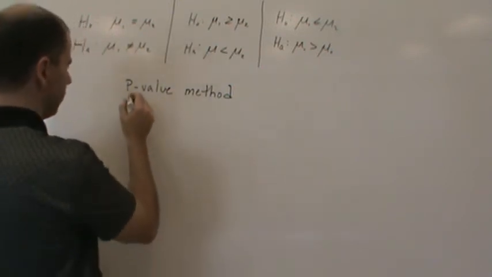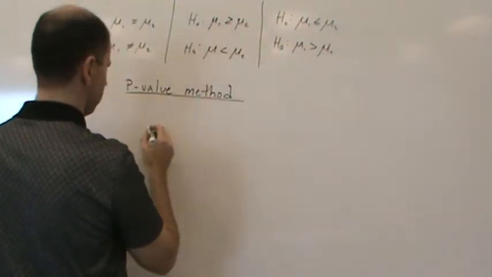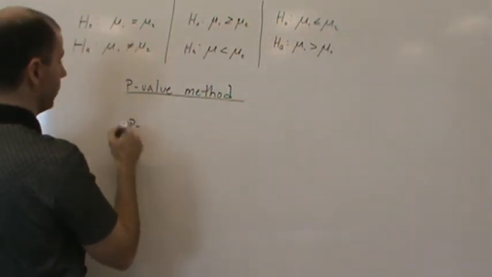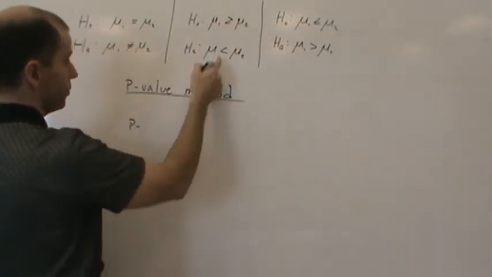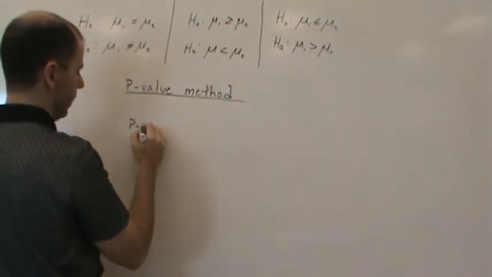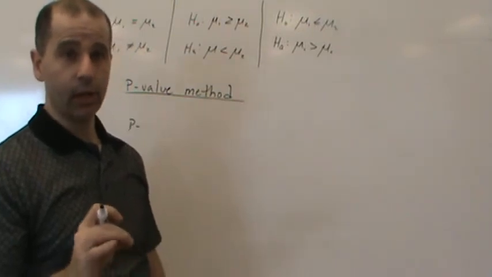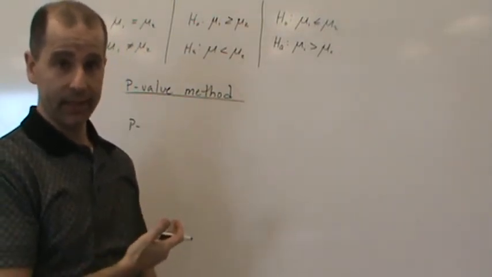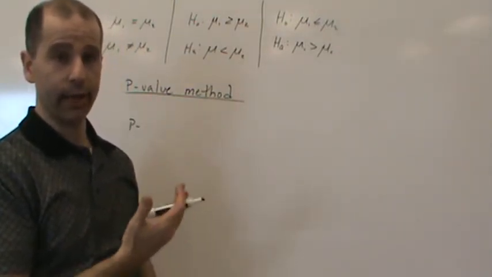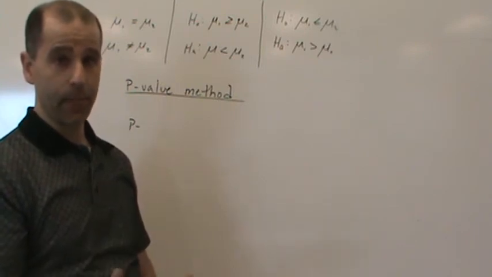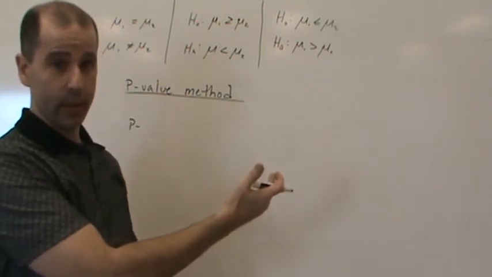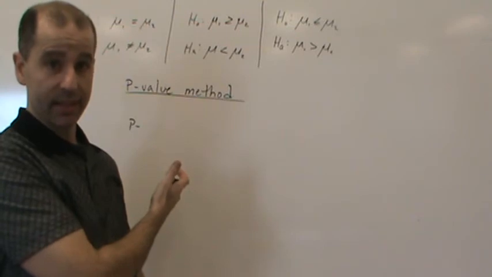The p-value method, so we're going to calculate the p-value. Let's use this one here, a left-tailed test. Again, just be careful. The same rules and cautions apply when you're dealing with p-values. Make sure that if you're doing a two-tailed test, when you calculate the area in one tail, it depends on what your test statistic is, right?